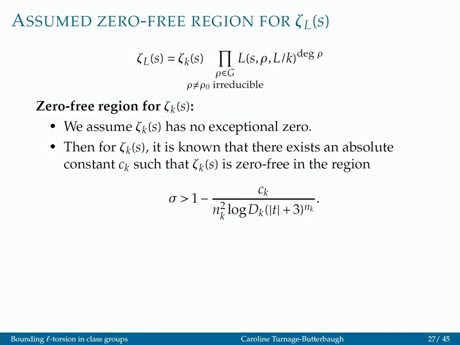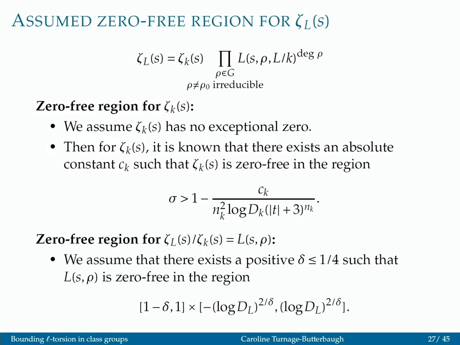But if I get rid of the possibility of an exceptional zero, then I can just use the following standard zero-free region of the Dedekind zeta function. This is taken straight out of Iwaniec-Kowalski. Usually the statement says that this is the zero-free region except for a possible exceptional zero, but I'm going to assume that that doesn't happen. OK, so that's the zero-free region I'm going to have for this factor.